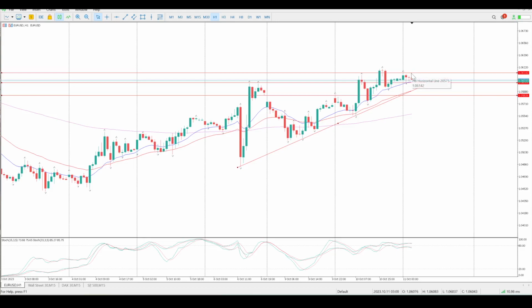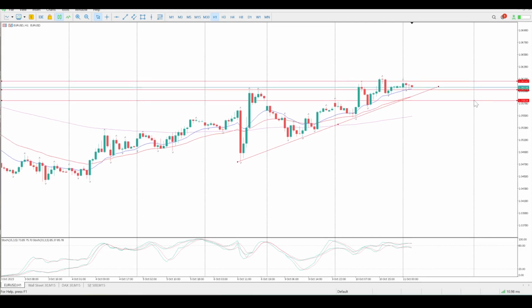I'm looking for a clear break of this 1.06142 area, come back, test it, build a base, and that's going to validate a very juicy inverse head and shoulders, and that would get me long for that target. So that could be a fairly decent swing trade that should brew. Anyway, that's kind of my view today.